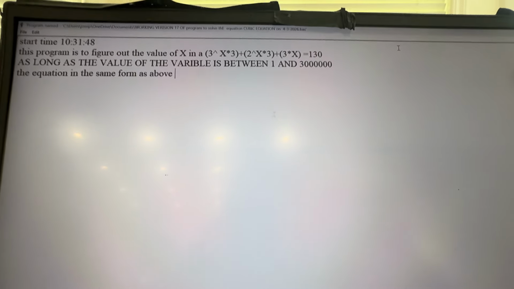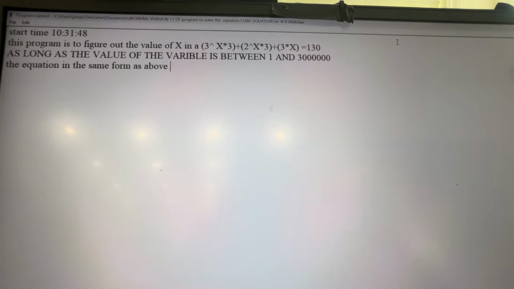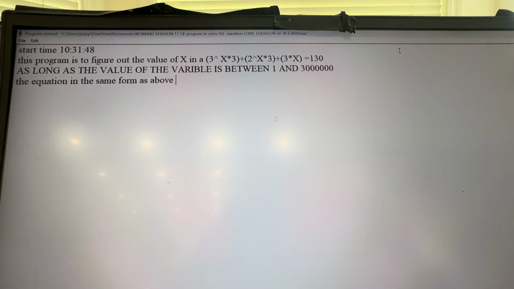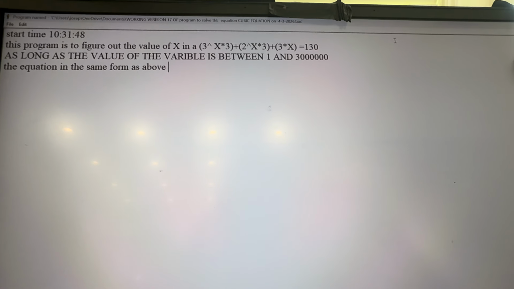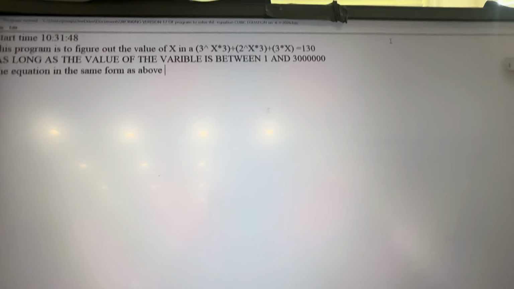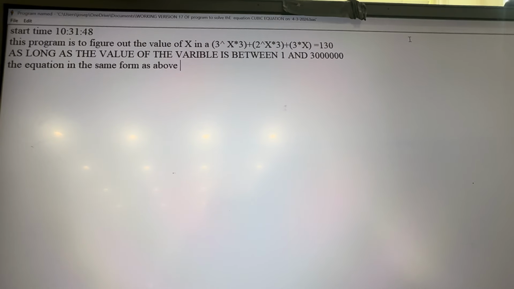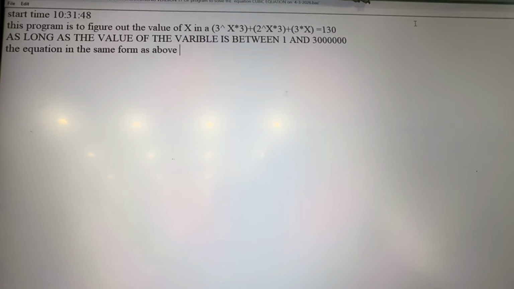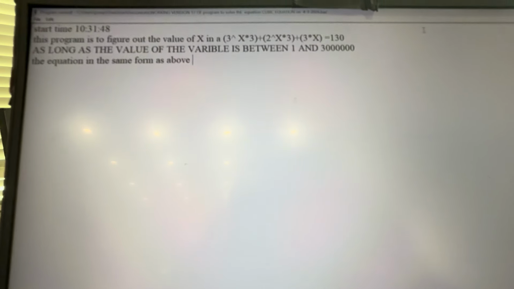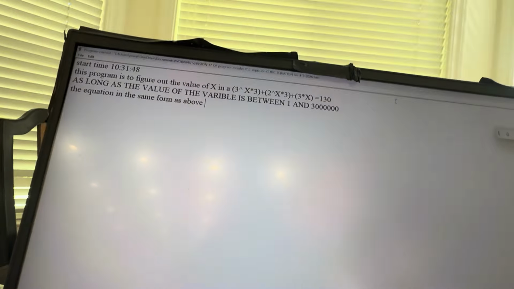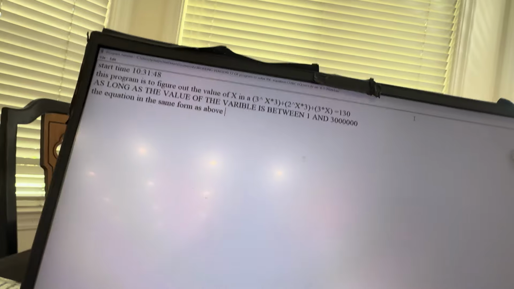Today I'm demonstrating the program which I wrote to solve cubic variable problems. These are problems in the form of a cubic plus a square plus the first power equals a constant. Let me demonstrate. Watch if you like. Okay, so I'm going to enter the equation I'm solving.